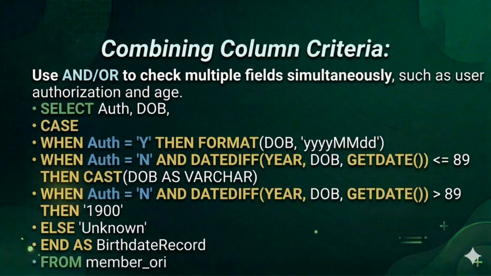If the user is authorized, meaning auth equals Y, the date of birth is securely formatted into a standardized year MMDD format. If the user is not authorized, but their age is 89 years or younger, the original date of birth is returned as text in the table. If the user is not authorized and their age is above 89, the system masks the birth year by returning 1900 instead. For any unmatched scenarios, the value defaults to unknown.